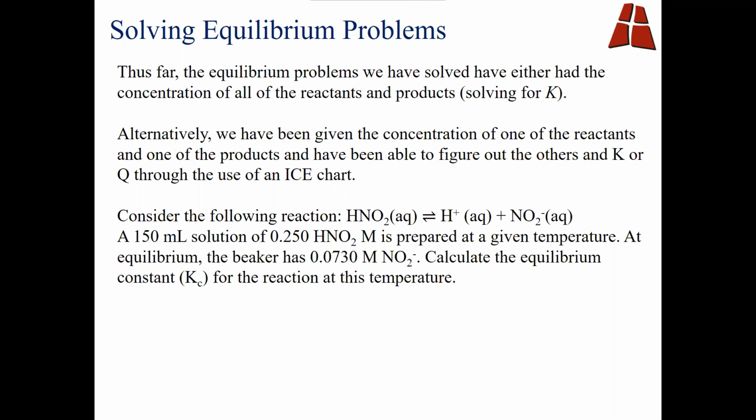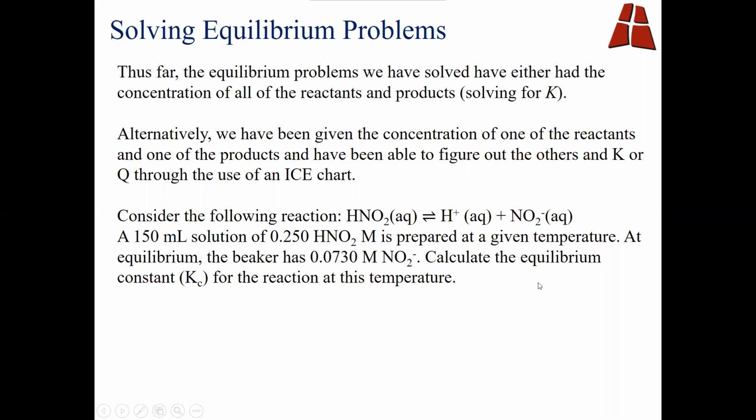Alternatively, like last class, we've been given the concentration of one of our reactants and one of the products, and we've been able to figure out all of our other species from K or Q through the use of an ICE chart. And so this was just an example that we did in class last time where we had this HNO2. We were given an initial amount. We were told the concentration of one of our reactants at equilibrium and asked to calculate Kc.